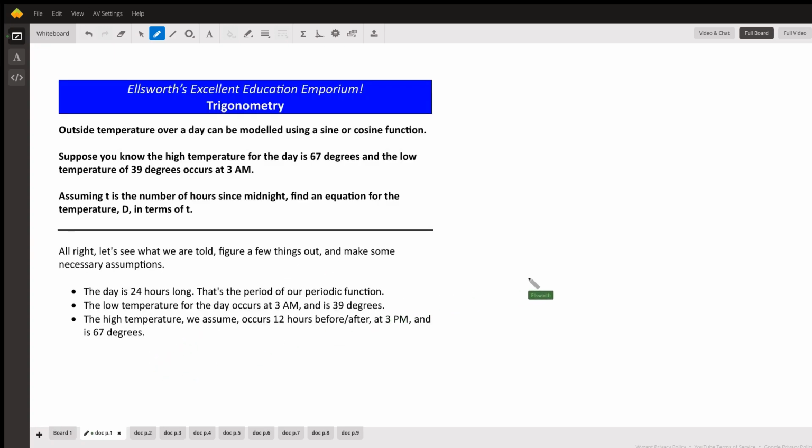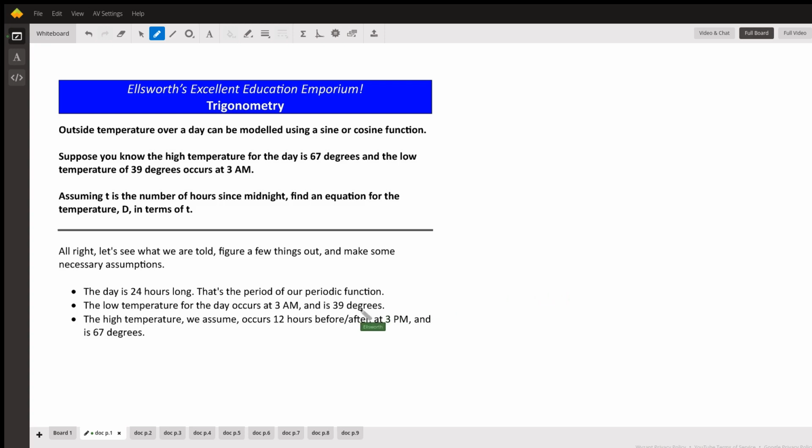There's your problem. You tell us what the temperature is using a sine and cosine function. The high is 67, and the low is 39. It occurs at 3 a.m. So it assumes that T is the number of hours since midnight. Find the equation for the temperature D in terms of T.